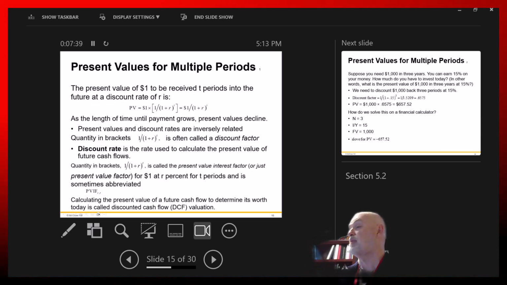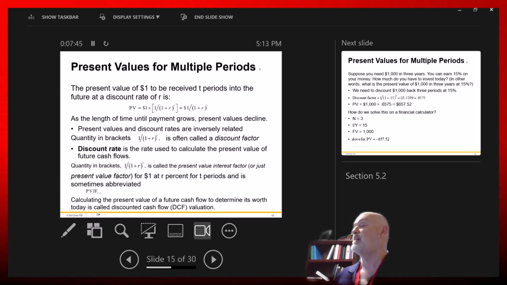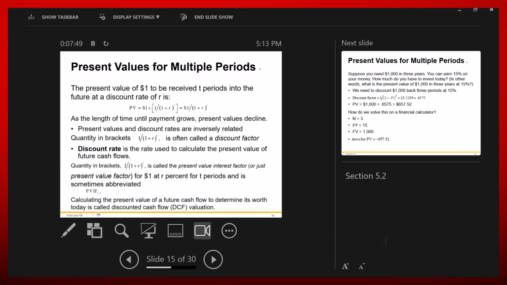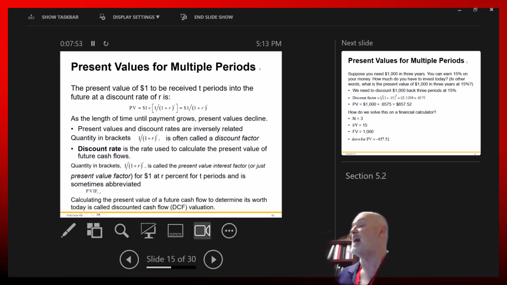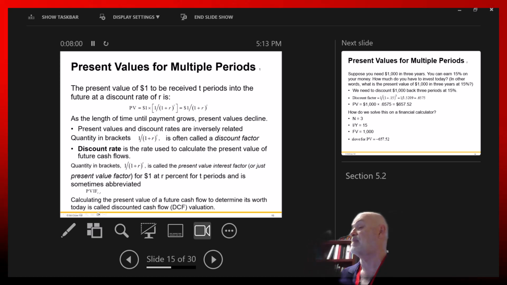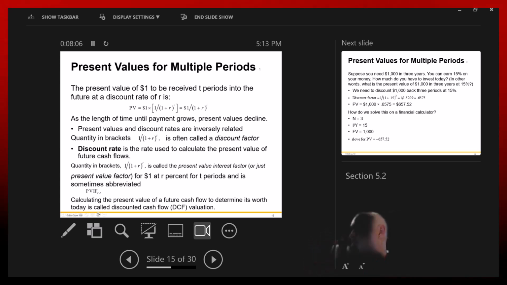Present value for multiple periods. The present value of $1 to be received T periods into the future at a discount rate of R is equal to this formula here. As the length of time until payment grows, present value declines. Present values and discount rates are inversely related. The quantity in brackets is often called the discount factor. And the discount rate is the rate used to calculate the present value of future cash flows.